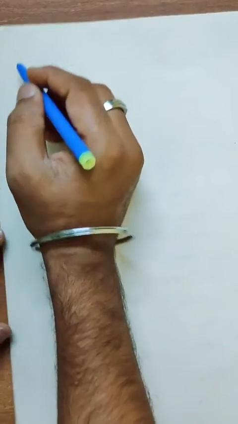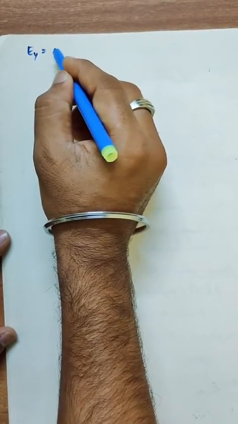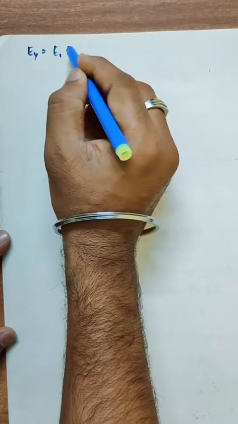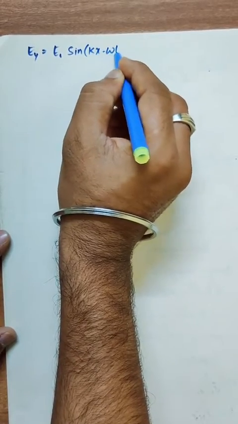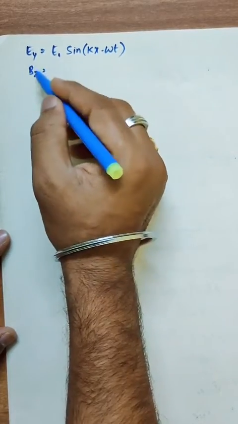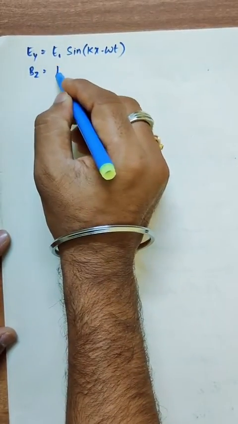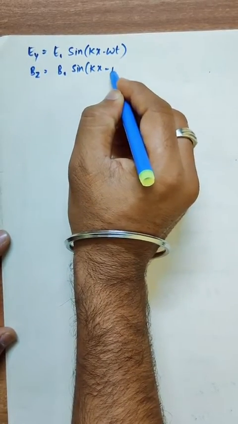The next property is about the phase. Electric and magnetic fields vibrate in phase. For a plane electromagnetic wave, the electric and magnetic fields are given by these equations. The electric field in the y direction is E y is equal to E naught sine of kx minus omega t, whereas the magnetic field in the z direction, both perpendicular to each other, is B naught sine of kx minus omega t.